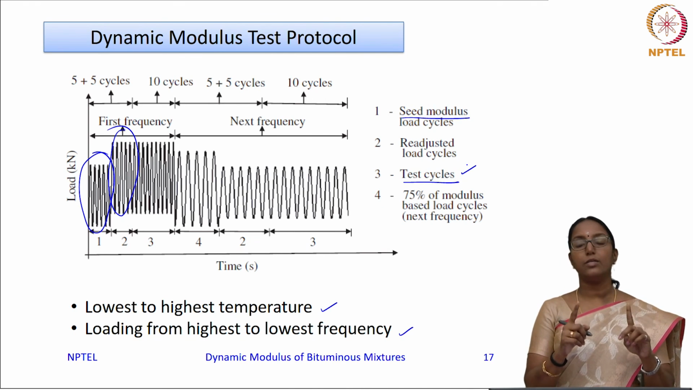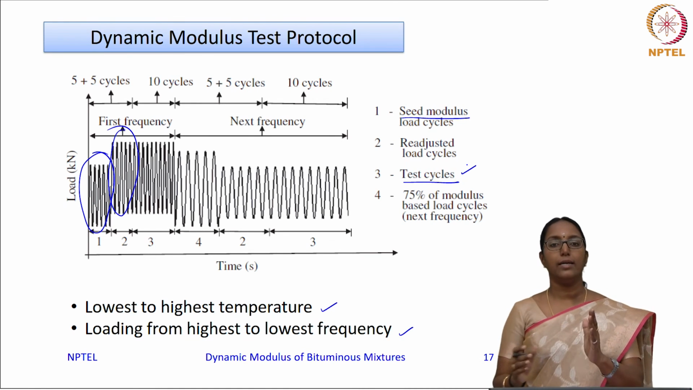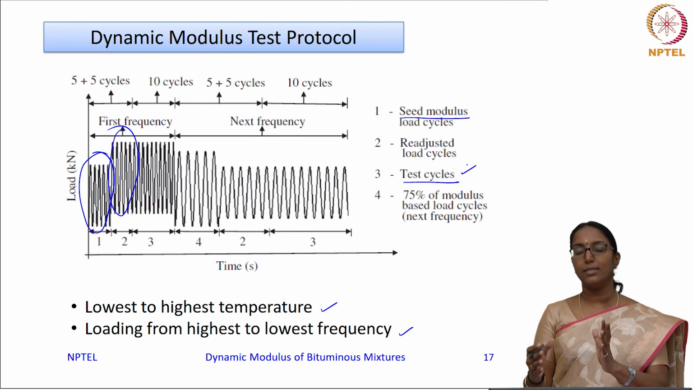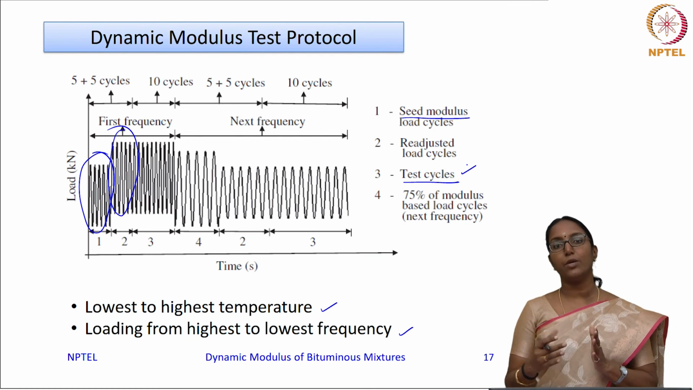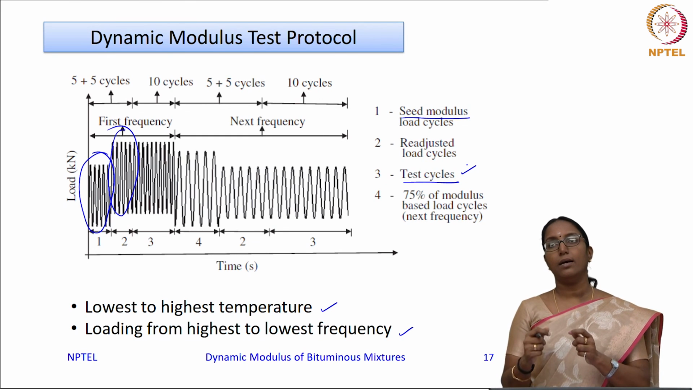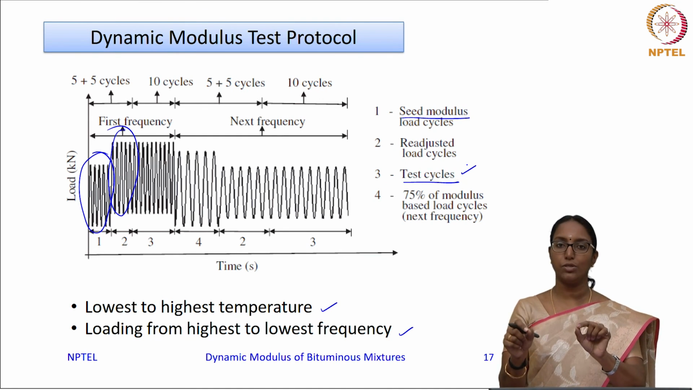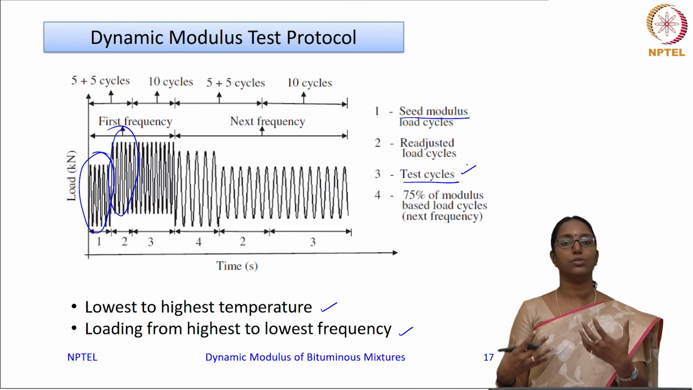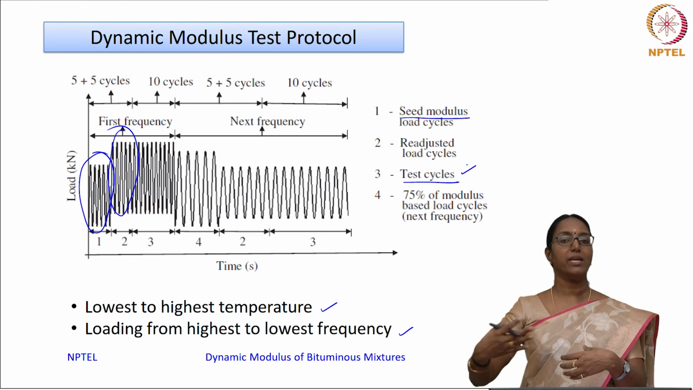Now, say 25 Hz testing is over, now it has to move to 20 Hz. As it goes to 20 Hz, again the material response is going to be different. We know that if your frequency is reduced, it means that your test duration is increased. If your test duration is more, definitely the dynamic modulus is going to decrease, or you can say that the strain levels are going to be higher.